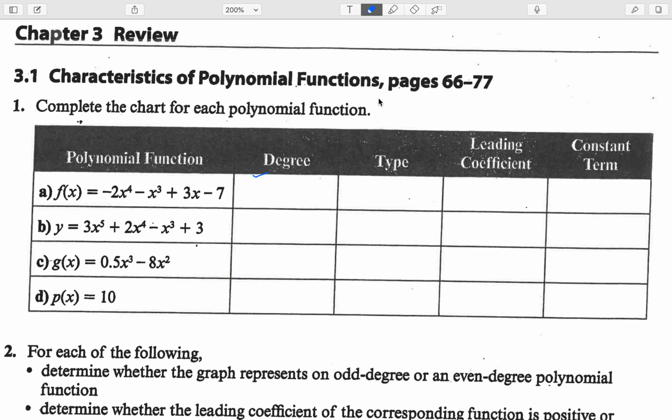Okay, this is it. Chapter 3 review. So this is the polynomial review. I want to quickly go through some of these questions. A lot of these are questions you probably already know how to do, but I just want to make sure that we understand it before the test.